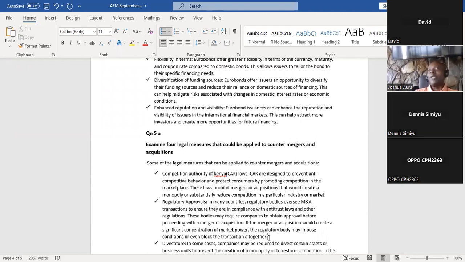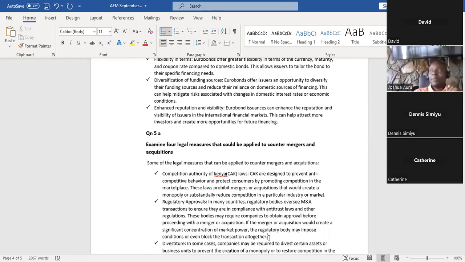Reduced interest rates. We have longer payment periods, longer payment days. So these guys will tell you, the Eurobond you are taking today, you'll start paying in year three. In between, you only pay interest alone, like now Kenya is only paying interest alone. So they have those loan payment holidays. That's a big advantage you cannot get.